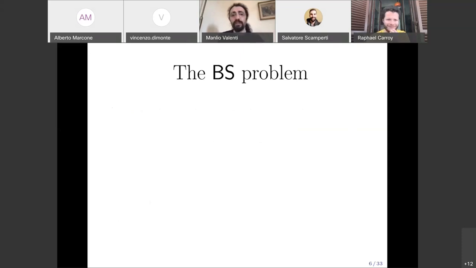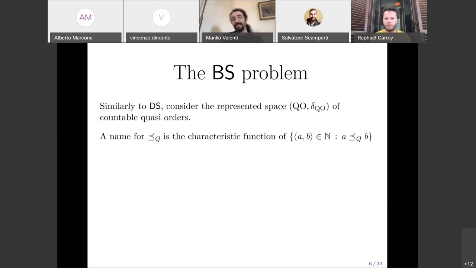Just two words on this problem for now. This problem is called BS, which stands for bad sequences. And it's the natural generalization of DS in the context of quasi orders. So again, the set of quasi orders can be seen as a represented space. The representation is again the characteristic function of the relation.